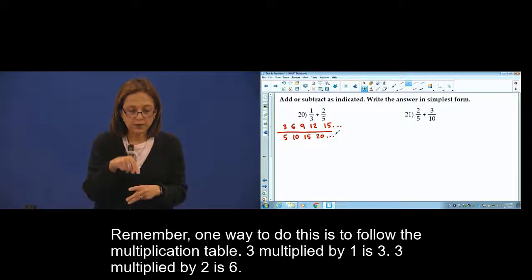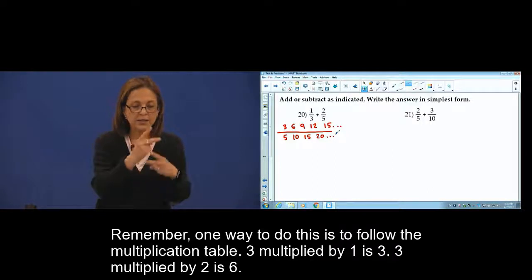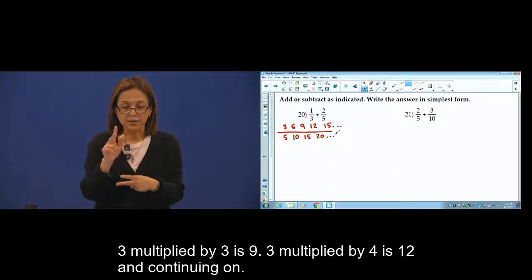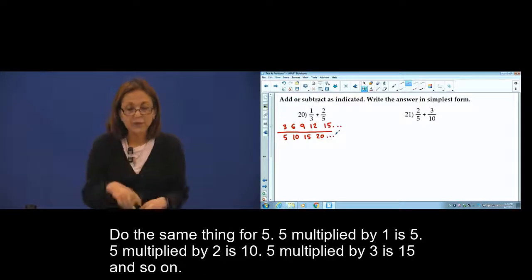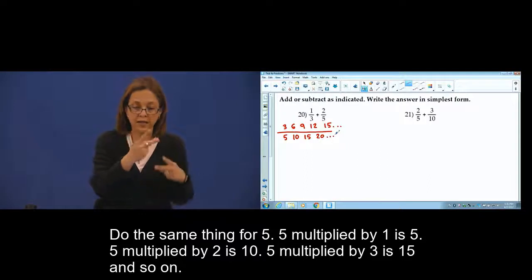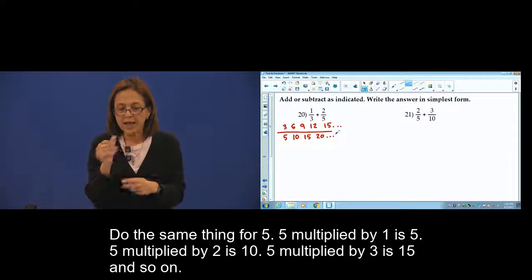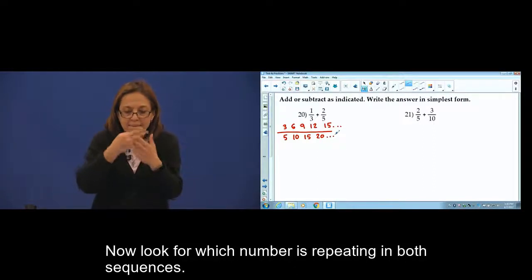Remember, one way to do this is to follow the multiplication table. 3 times 1 is 3, 3 times 2 is 6, 3 times 3 is 9, and so on. Do the same for 5. 5 times 1 is 5, 5 times 2 is 10, 5 times 3 is 15. Then look for which number repeats in both sequences.